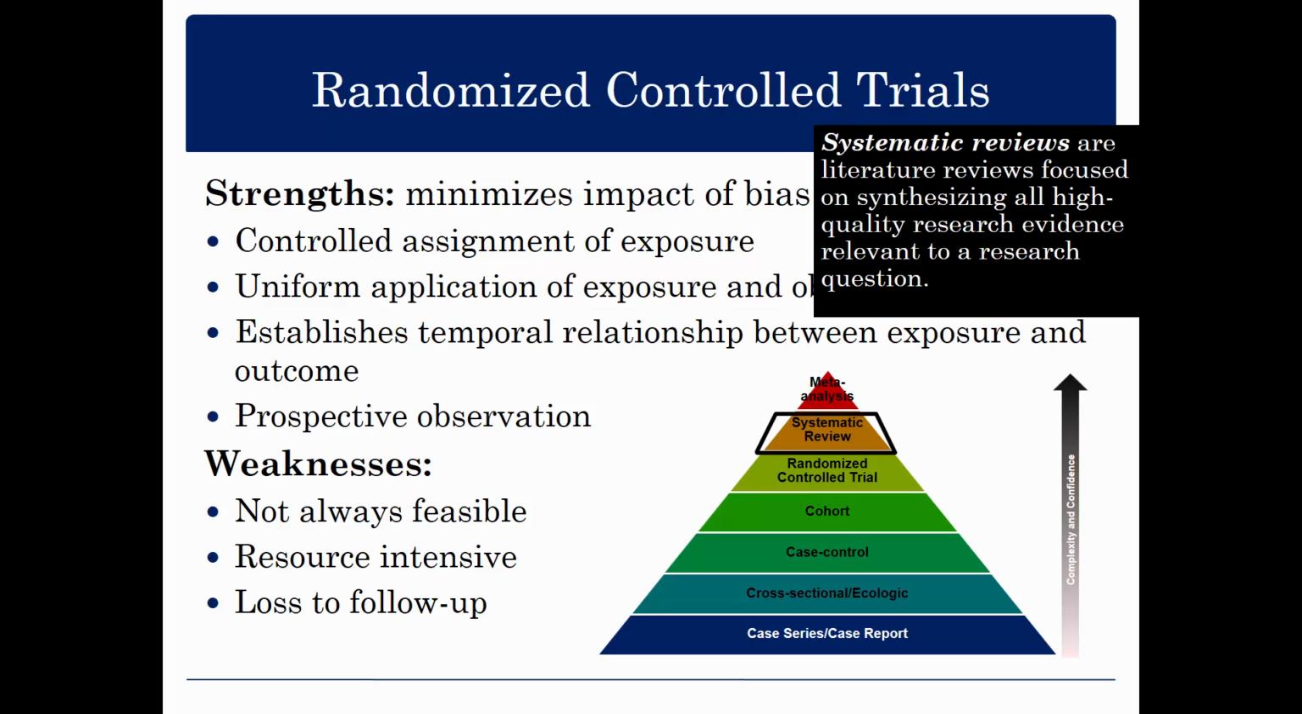At the very top of this pyramid, we have systematic reviews. Systematic reviews are narrative syntheses of the current state of evidence. So if someone does a systematic review, they identify all the high-quality research evidence relevant to a research question, and then they summarize it in a particular way. There are guidelines for performing these systematic reviews, but generally they are a narrative, and they come to a conclusion about the current state of knowledge.